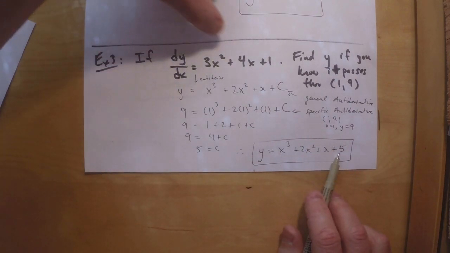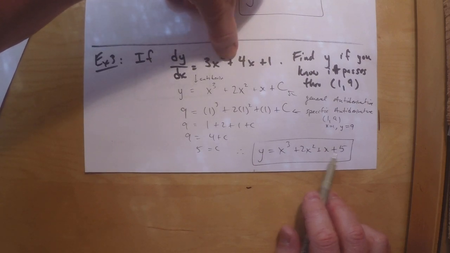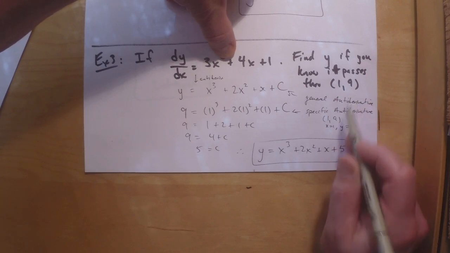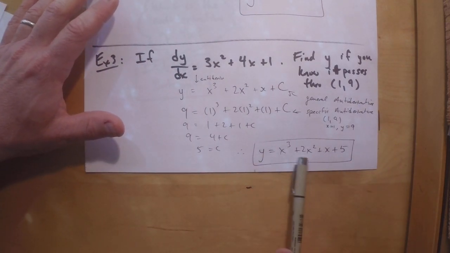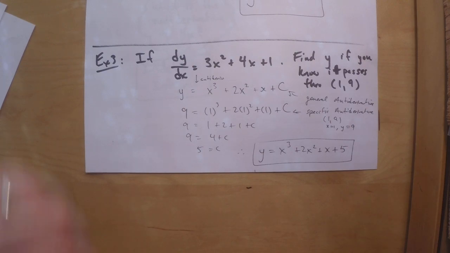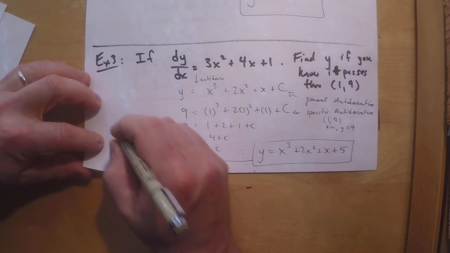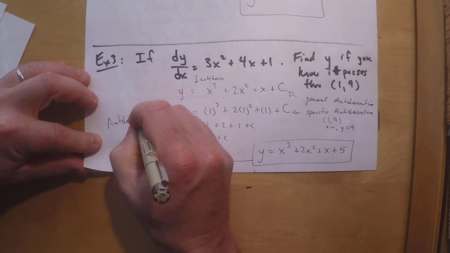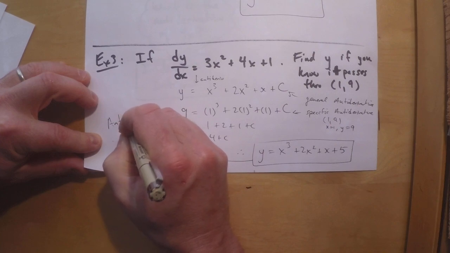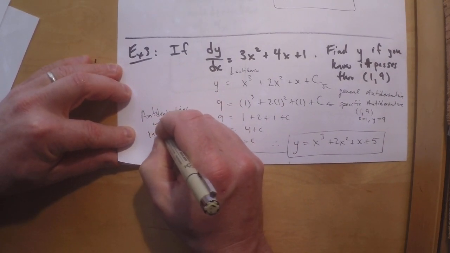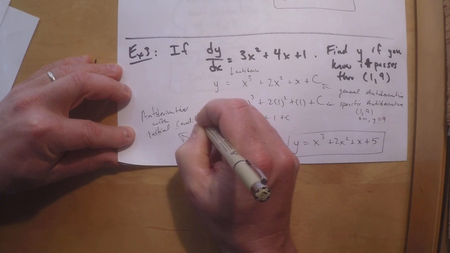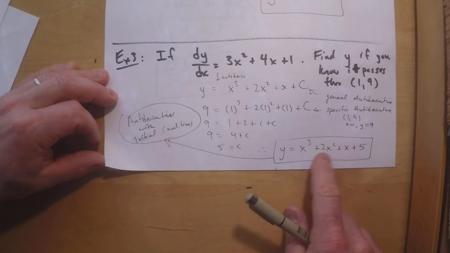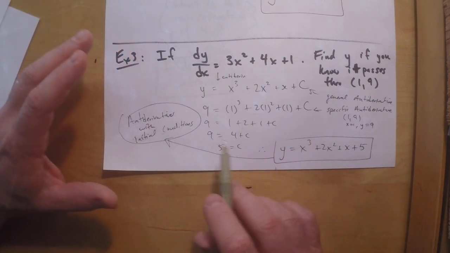The derivative of it goes back to this. It's like a game. Yep. And when I plug 1 into the x's, it does crank out a 9. So there's your specific antiderivative. Sometimes they call this antiderivatives with initial conditions, because they've given you some initial conditions to satisfy. Kind of fun, it's just like a game. Think of this as a game, no different.